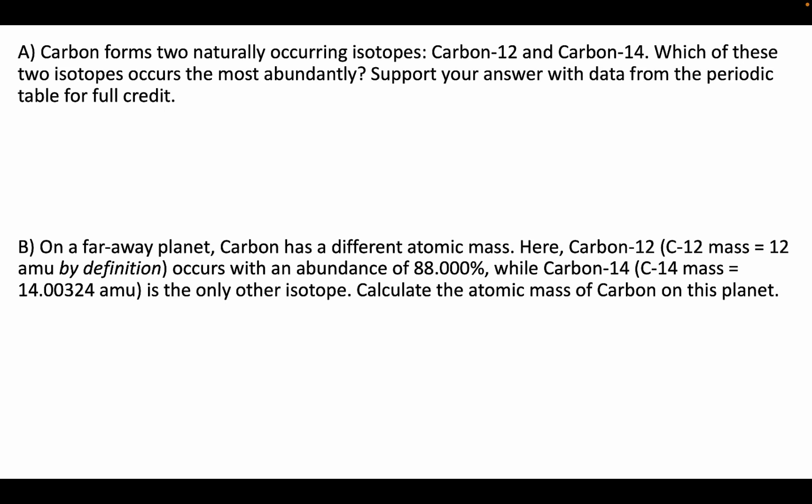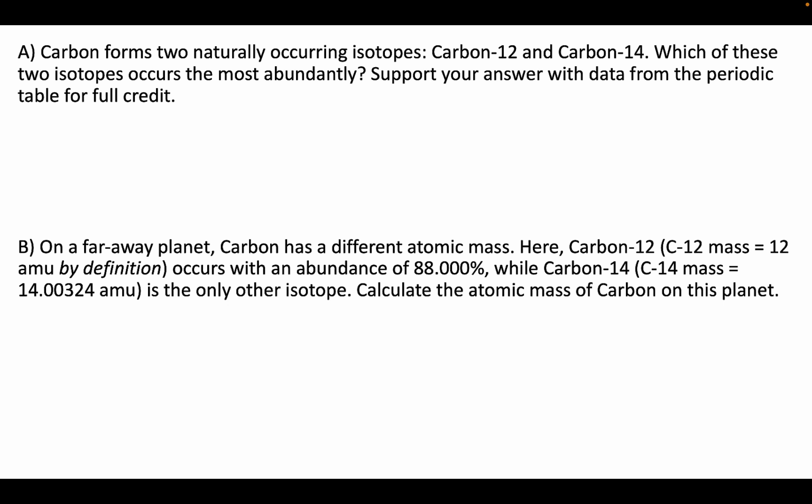All right, here is quiz number 2. We're going to go through the solutions. On part A, we say carbon forms two isotopes, carbon-12 and carbon-14, and we want to determine which occurs the most abundantly, and there's a reference to the periodic table.